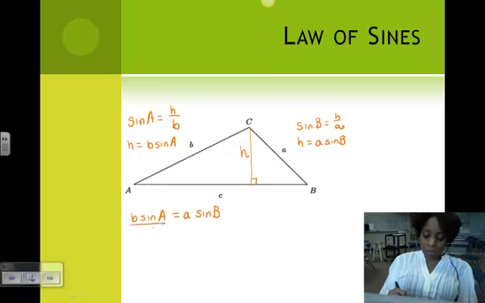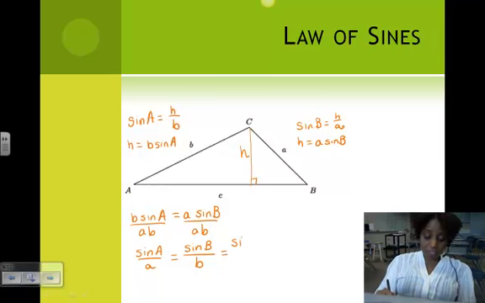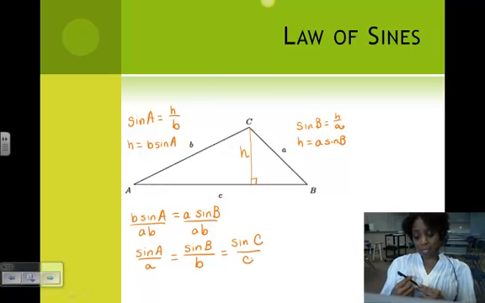If we divide both sides by ab, we end up with this nice ratio that the sine of A over a is equal to the sine of B over b. And now we have a way to relate the sides and angles of any triangle, not just right triangles. If we were to take this drawing and draw the altitude, say from angle A perpendicular to the opposite side here, we would also get that this is equal to the sine of angle C over side c. And that's the law of sines.